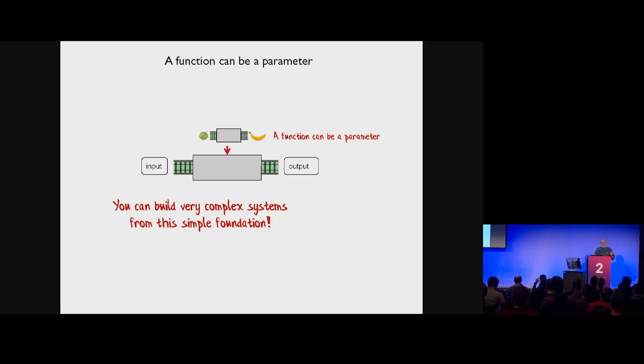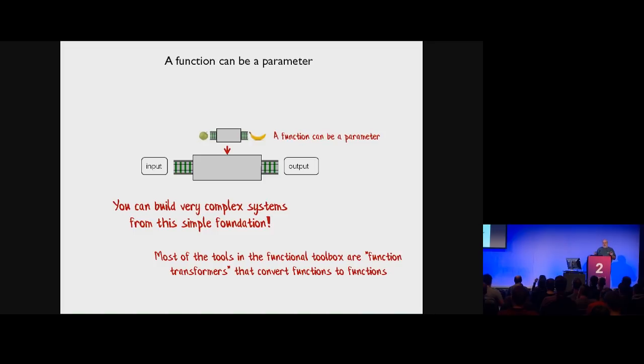You can see it can get really complex. It's a very simple foundation, but you can have functions that return other functions that generate other functions which are used as parameters to other functions. It can get very complicated, but the fundamental principles are basically just what I said in the last few minutes. And most of the tools in the functional toolbox that I'm going to be talking about are function transformers. They take functions in and they spit other functions out. So having functions come in and functions come out, that's a really, really common thing in functional programming.